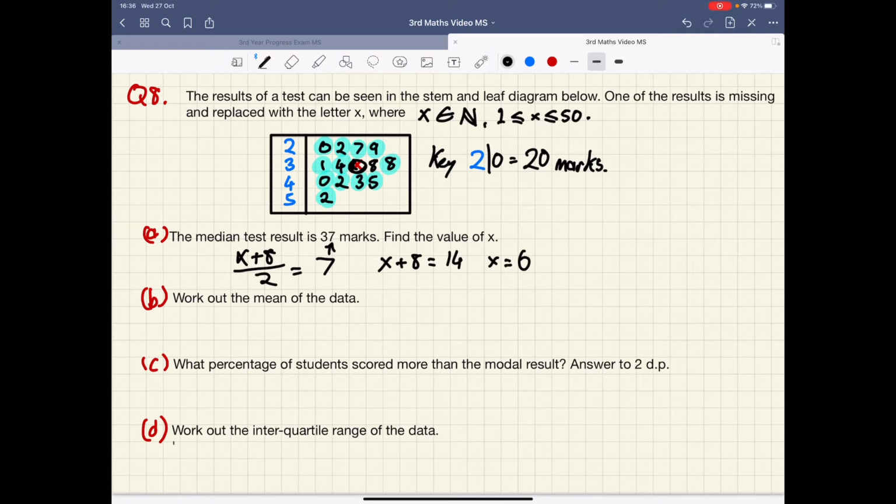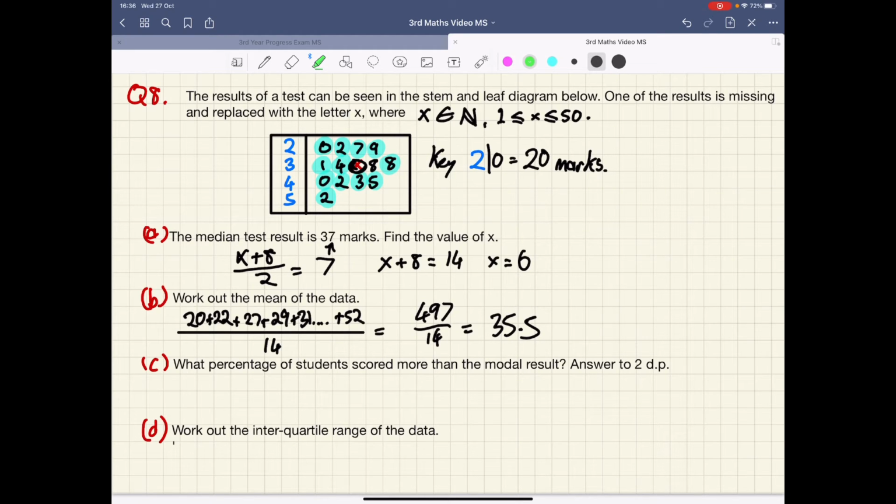Work out the mean of the data. To do that, you have to add up all the values. So 20 plus 22 plus 27 plus 29 plus 31. You get the idea. Add them all up till you add on 52. Then you divide by how many students there are, and there are 14 students. This will give you 497 divided by 14, which is equal to 35.5. I just realized I forgot to highlight answers. So X is equal to 6 for part A, and part B is 35 and a half.